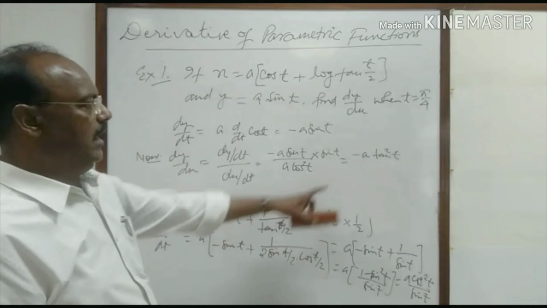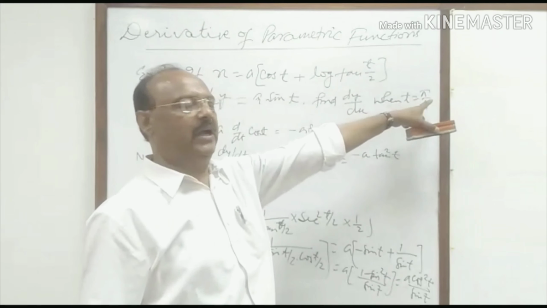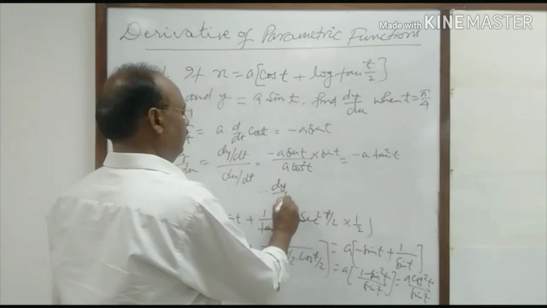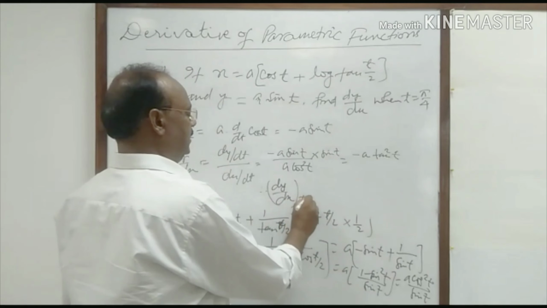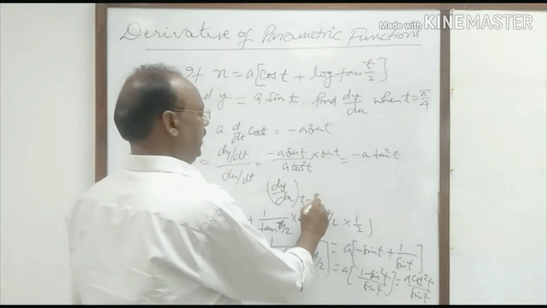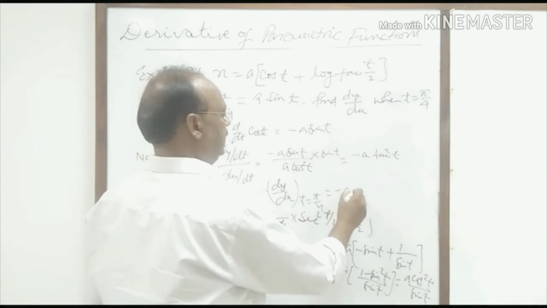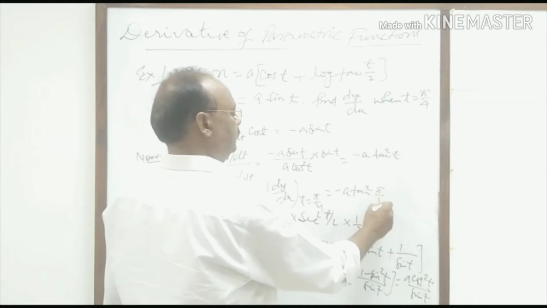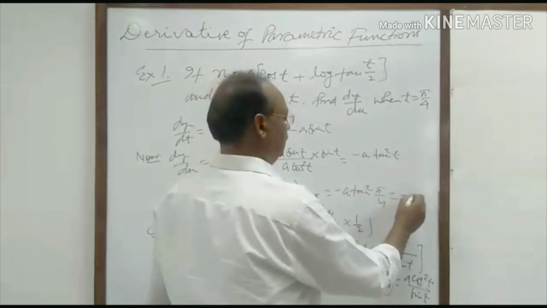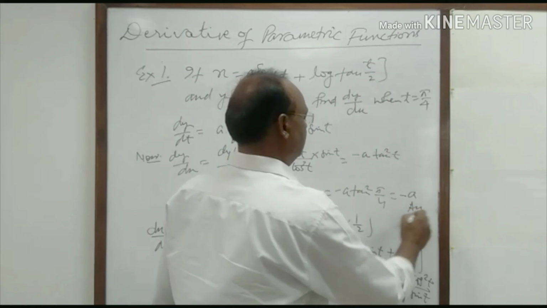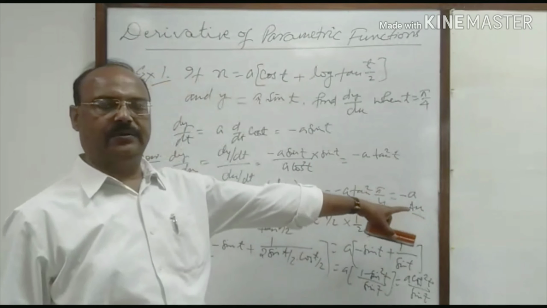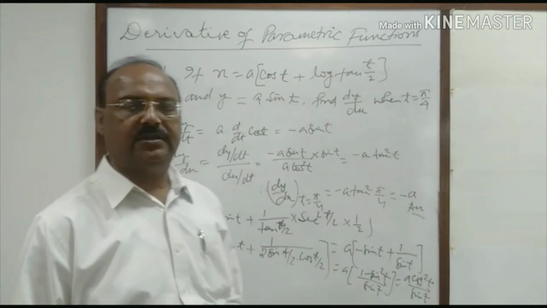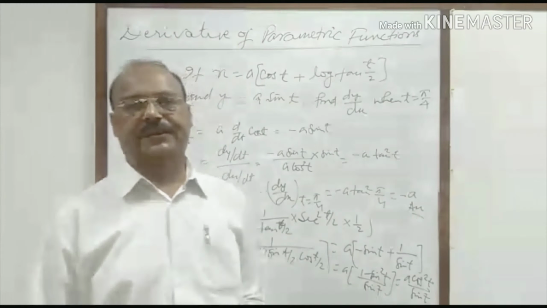Now finally, we have to put the value of t equal to pi by 4. So therefore, the derivative of y with respect to x at t equal to pi by 4 is equal to minus a tan square pi by 4. So the answer is minus b. This is the answer, since tan pi by 4 is equal to 1. So in this way, we can differentiate parametric functions easily.